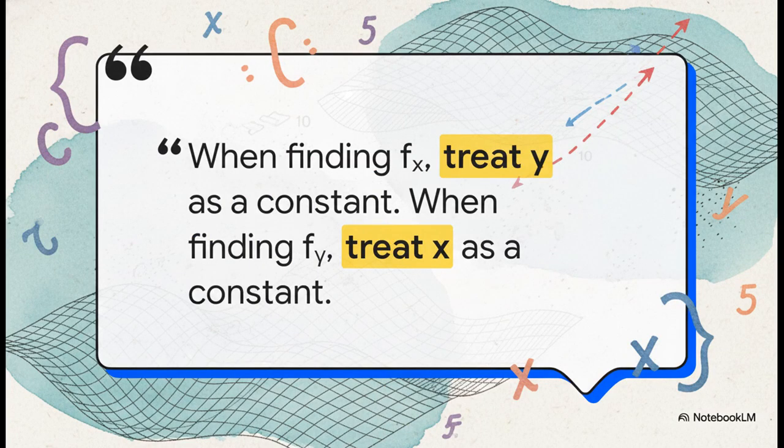Okay, so this is it. This is the most important rule to burn into your brain. When you're calculating the partial derivative with respect to x, you have to pretend that y isn't a variable at all. Just treat it like it's the number 5 or 10 or pi, whatever. It's just a constant. And when you differentiate with respect to y, x becomes the constant. Honestly, this one little trick is the entire secret to getting these right.